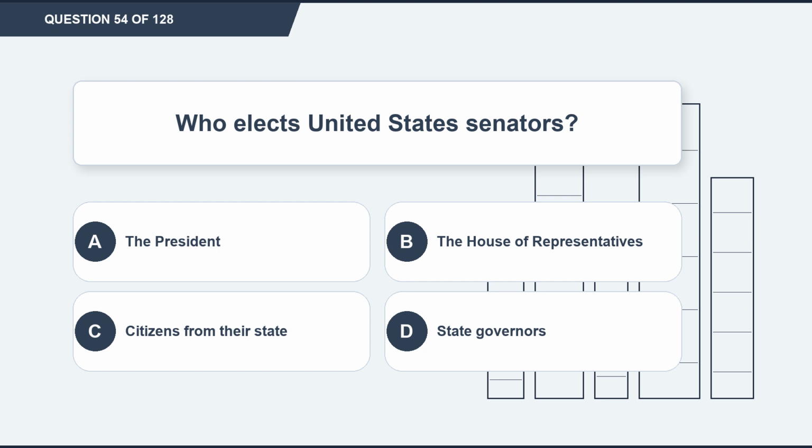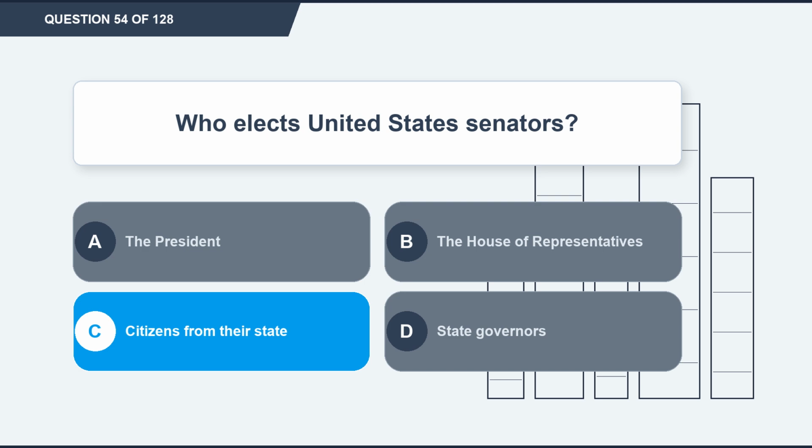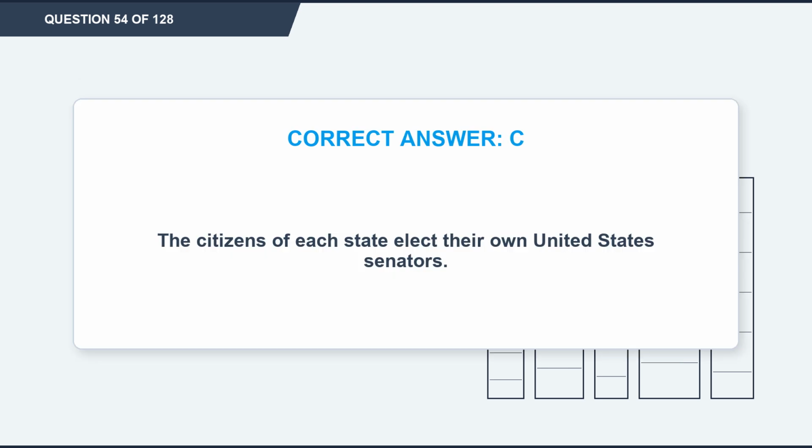Question 54. Who elects United States senators? Option A, the President. Option B, the House of Representatives. Option C, citizens from their state. Option D, state governors. The correct answer is option C, citizens from their state. Explanation. The citizens of each state elect their own United States senators.